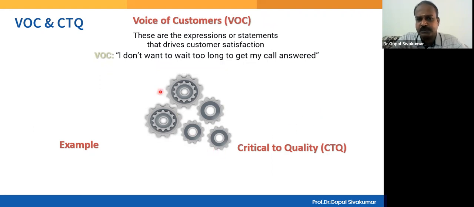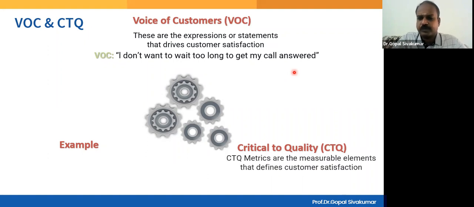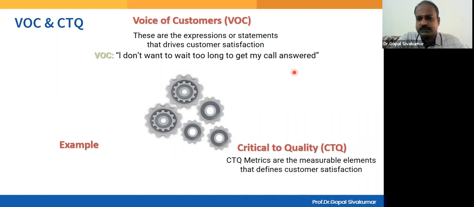See here, there is an example: "I don't want to wait too long to get my call answered." This is a voice received from a customer who called your call center, and the customer was made to wait too long for the call to be answered. So now the problem is the waiting time, the call answering time, right? And now how can I convert the statement into a measurable metric? CTQ metrics, the critical to quality metrics, are the measurable elements that drive customer satisfaction.